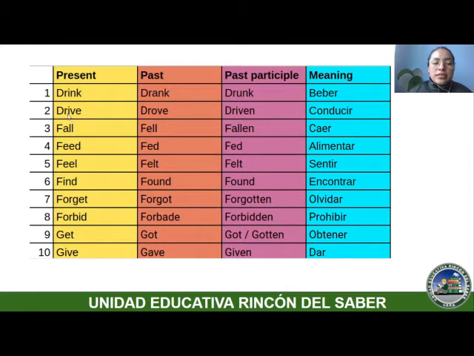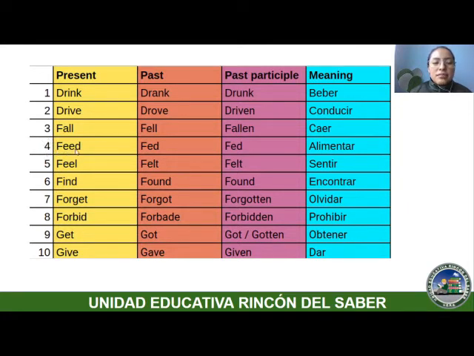In present, drive. In past, drove. En past participle, driven. Meaning, conducir. Okay? Next, please, it is your turn. Read. In present, in past, participle, and the meaning. Okay, please continue with number 4.